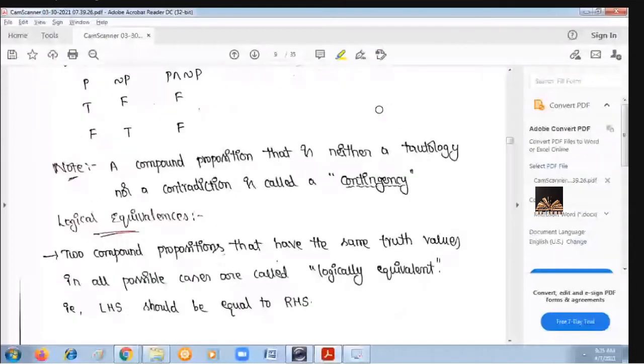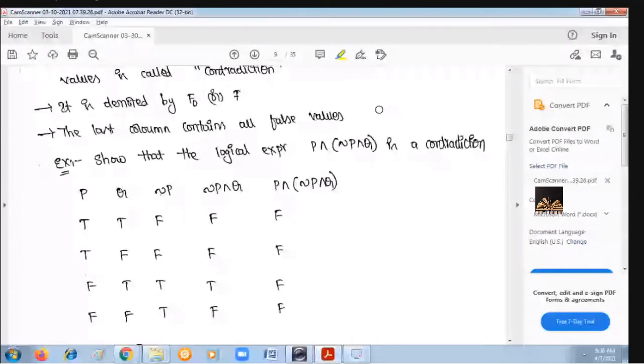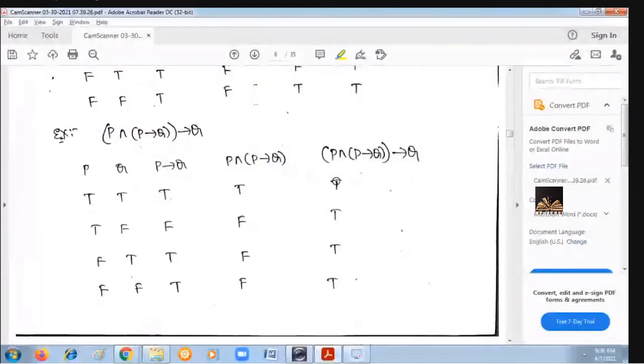Now, tautology means what? If the resultant value is true for all the combinations, if it is giving you true values, it is true. Otherwise, distribution of true and false values, contingency. Clear?